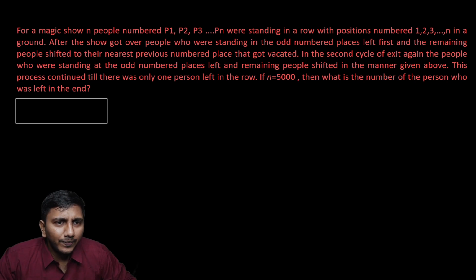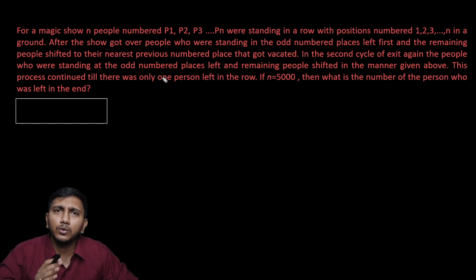For a magic show, n people numbered P1, P2, P3 and so on were standing in a row with positions numbered 1, 2, 3 and so on till n in a ground. After the show got over, people who were standing in the odd numbered places left first, and the remaining people shifted to the nearest previous numbered place that got vacated. In the second cycle of exit, again the people who were standing at the odd numbered places left and the remaining people shifted in the manner given above. This process continued till there was only one person left in the row. If n is 5000, then what is the number of the person who was left in the end?